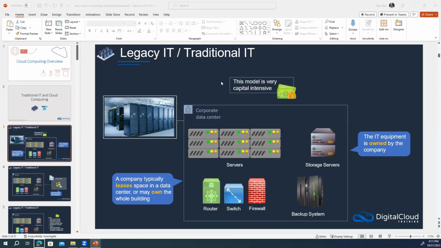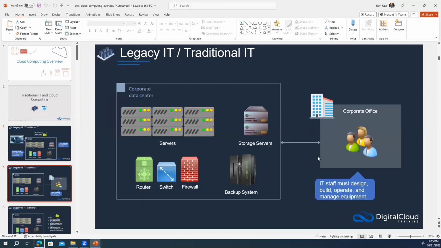Now, where are you sitting? You'll be sitting in the corporate office, and you need to connect to your data center and then start working. So this is what happens with the legacy and traditional IT environment that you generally work with. The IT staff, the technology services department or infrastructure department, should be able to build, operate, and manage this equipment. Can anybody tell me what are the drawbacks of what we are discussing here?